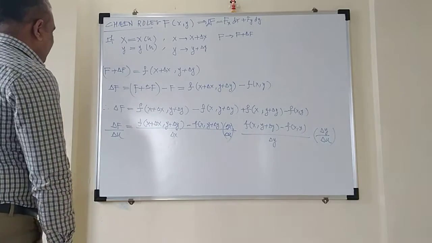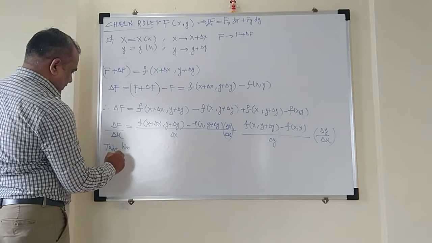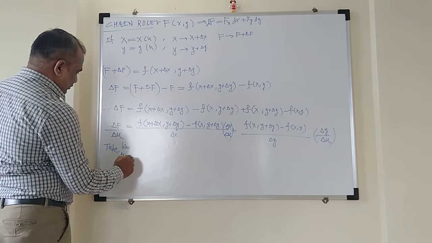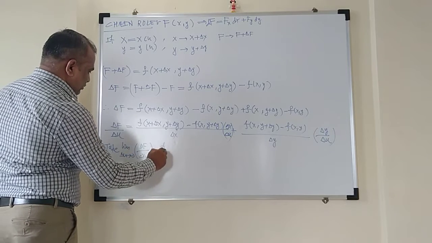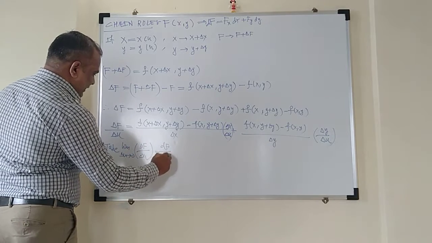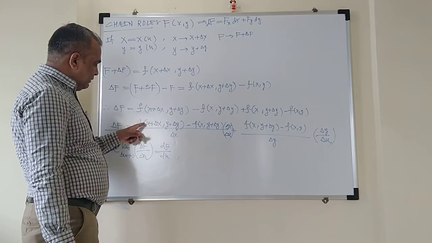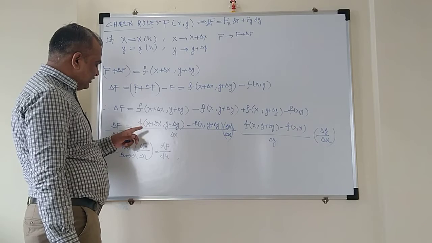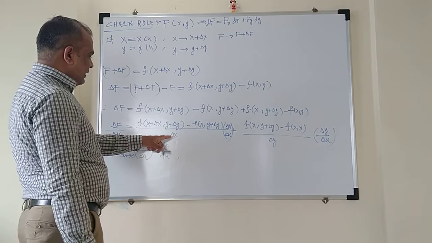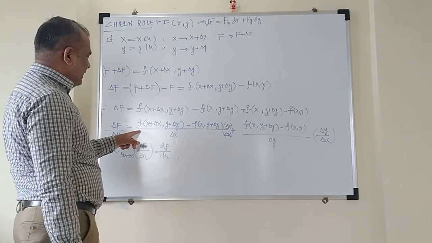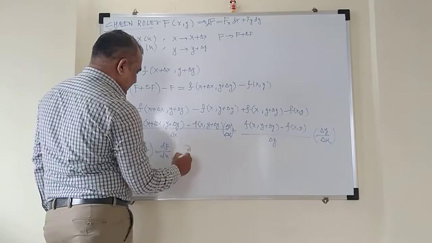Now you can take the limits on both sides, and if you take a limit from delta u tends to 0 for this function delta f by delta u, this will give you df by du, that means total derivative. Similarly, if you take the limits for the first term, limit delta x tends to 0, then what you will get? You will get this term, and this is nothing but partial differentiation, so I will write directly here.